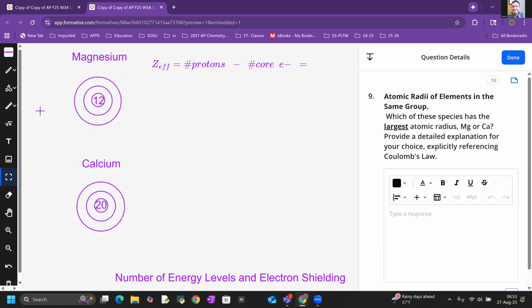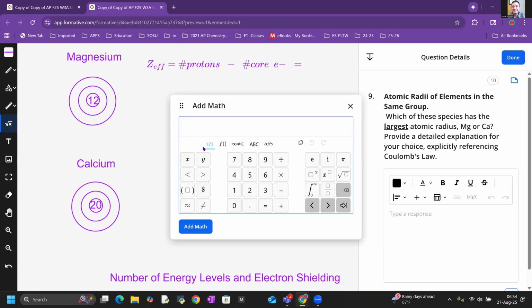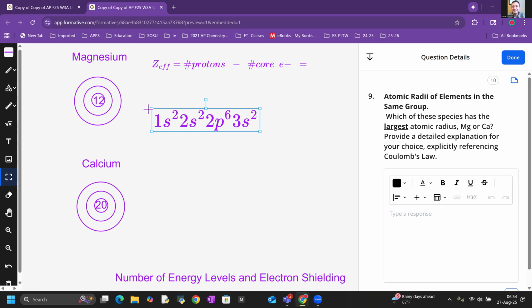And so the first thing we notice in magnesium, and we're going to go ahead and write the electron configuration, is that it has an electron configuration of 1s2, 2s2, 2p6, and then also 3s2. All right, so it has three energy levels, and so we should see that.